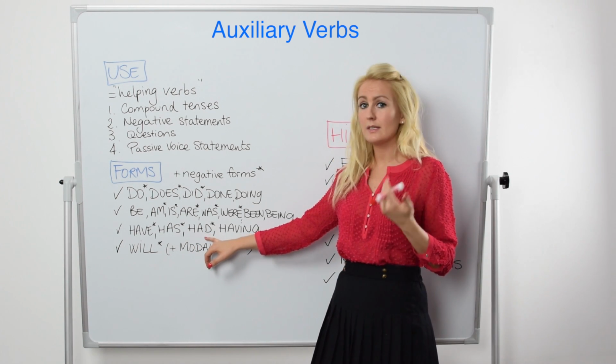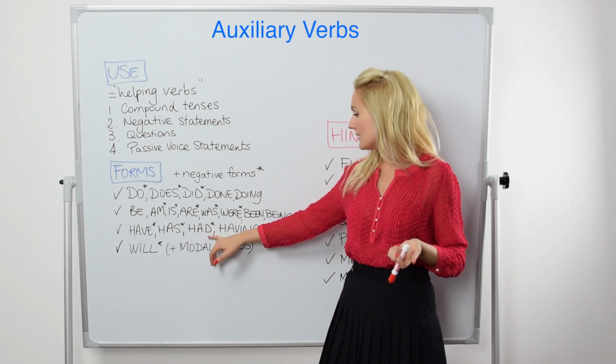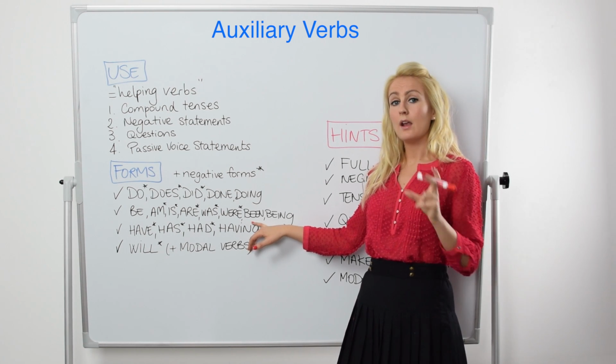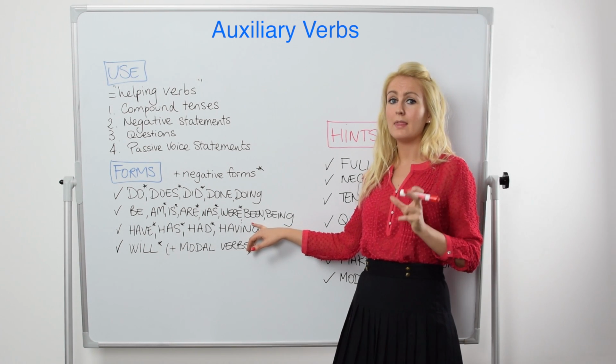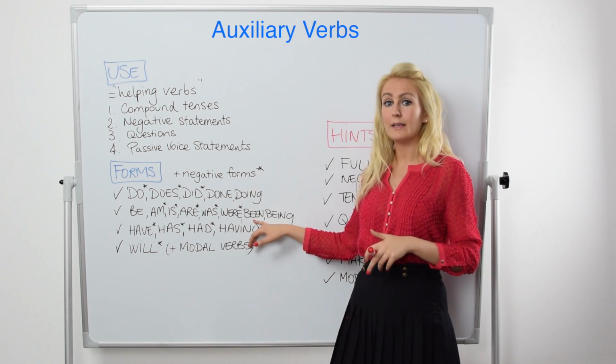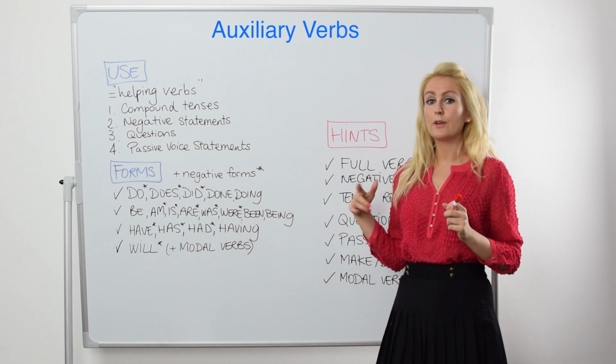So I'm not only going to use this auxiliary, but also this auxiliary here. So he had been learning. Learning is my main verb in the present participle. So it's preceded by two auxiliaries, had and been. So that is one example of a compound tense.